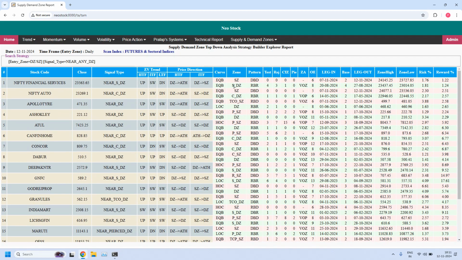First one is FinNifty. Nifty Financial Services is FinNifty, which is listed in F&O. This is a high liquidity daily demand zone. Nifty Auto, but pierced, and also it is not listed in F&O. And the next one is CanFin Homes, Canara Bank Financial Home Services. This is the second stock.